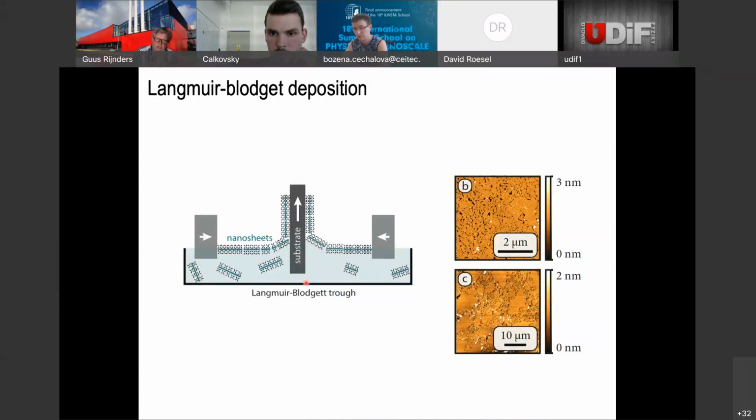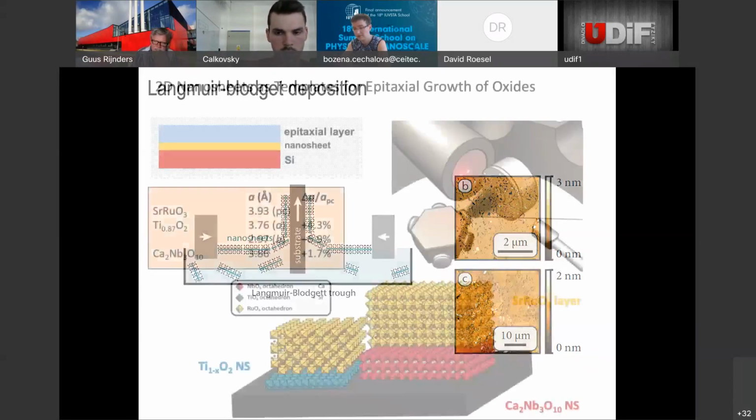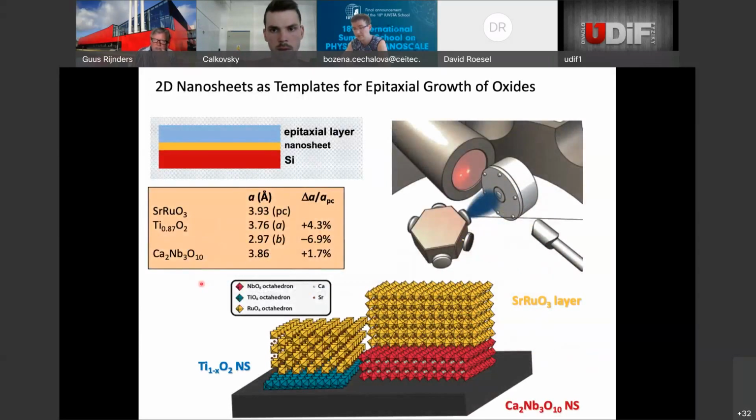You immerse the substrate completely in the liquid, and then you take this substrate out of the liquid while still compressing the nanosheets. You actually can grow such nanosheets on top of glass, and here are some examples. Of course, these are still flakes, but you can get quite good densities, and if you do another deposition, you could also get full or close to full coverage in a second layer or so.